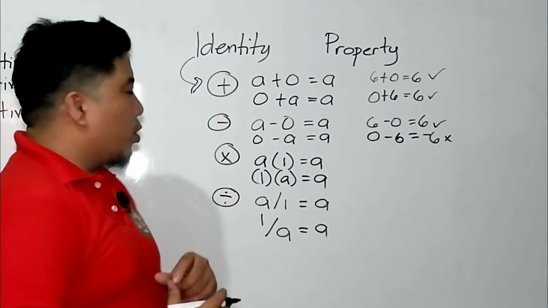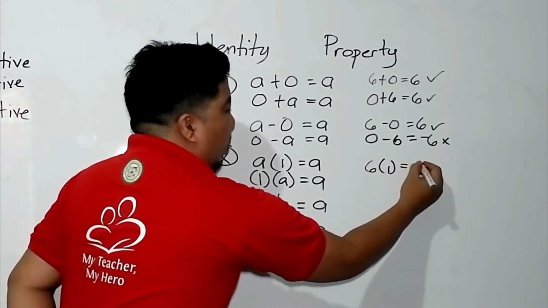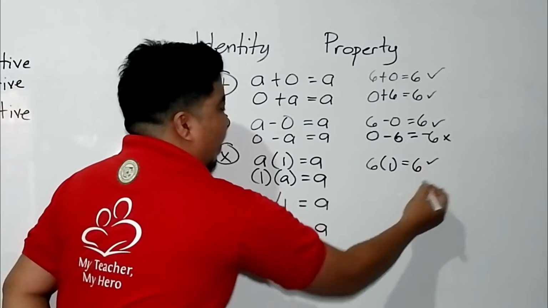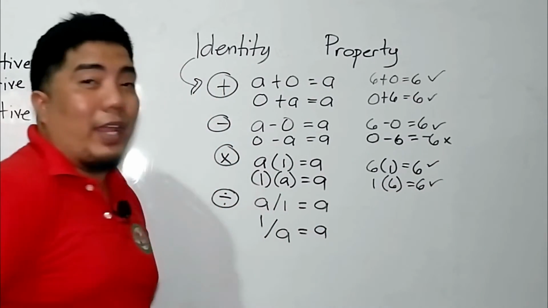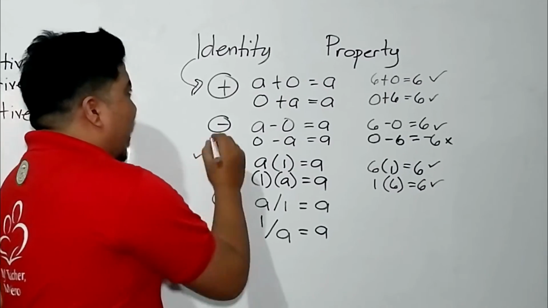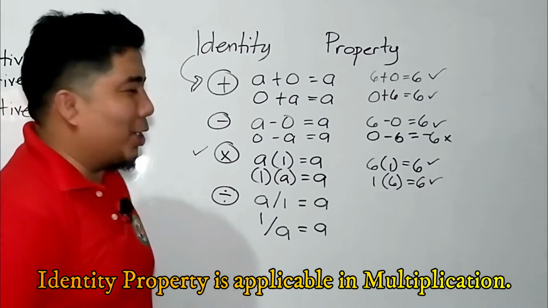Okay. Now, let's go to multiplication. 6 times 1 is equal to 6. That's correct. Alright? 1 times 6 is equal to 6, and that is also correct. Therefore, we can say that identity property is applied to multiplication.